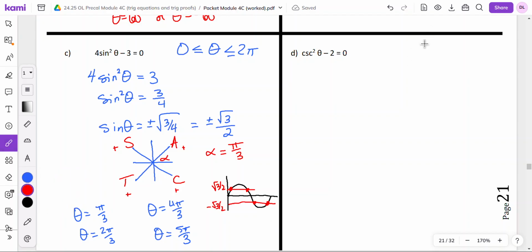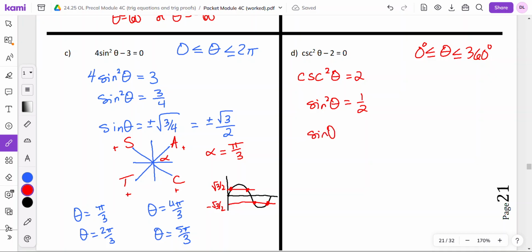All right. So one more over here. Let's have this one set up as solutions between 0 degrees and 360 degrees. So cosecant squared of theta minus 2 is equal to 0. That implies the cosecant squared of theta is 2, right? Which means that the sine squared of theta needs to be 1/2 from the reciprocal identity, which means that the sine of theta needs to be plus or minus the square root of 1/2, which is plus or minus 1 over root 2, which is equivalent to plus or minus root 2 over 2.